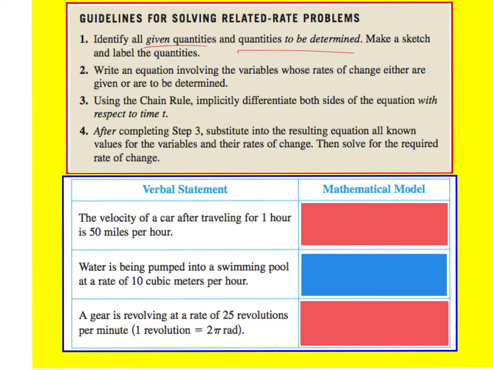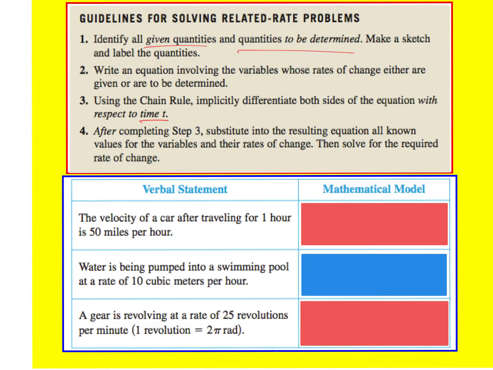All right. Number 2, Ansley. Write an equation involving the variables whose rates of change either are given or are to be determined. All right. So if it's an area equation, let's write the area equation and then go from there. Number 3. Using the chain rule, implicitly differentiate both sides of the equation with respect to time. With respect to time. So are the variables going to match up very often? No. Like never. Okay. All right. Something will implicitly pop out.